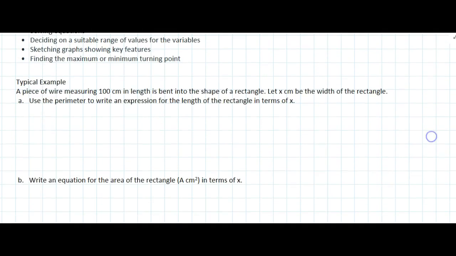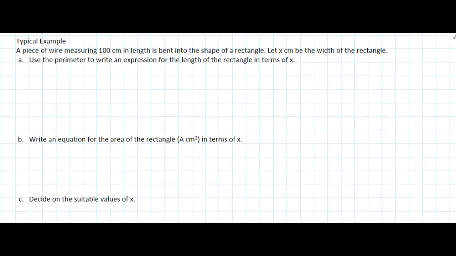Okay, so a typical example here, a piece of wire measuring 100 centimeters in length. So think about a meter long piece of wire. It's bent into the shape of a rectangle. Let x be the width of the rectangle. Use the perimeter to write an expression for the length of the rectangle in terms of x.